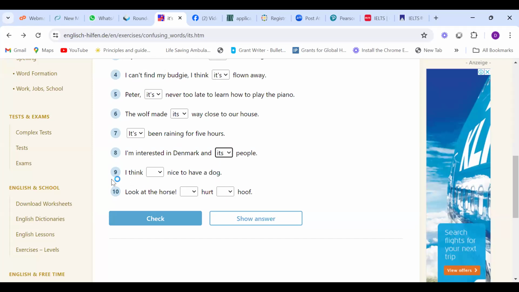Beautiful. Number 9, I think it's nice to have a dog. Possessive, not possessive? Not possessive. Thank you. Then the last one, look at the horse. Its head. It's the first one. Not possessive. And the second one, possessive.